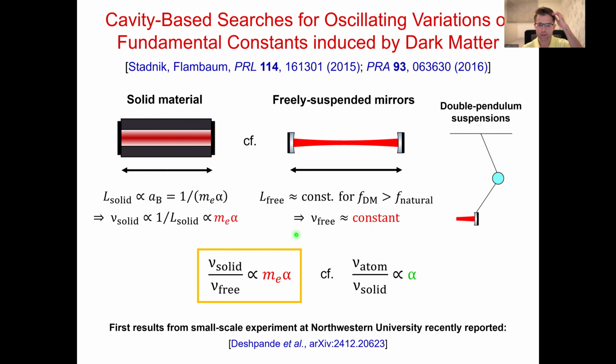By comparing these two different cavity-based frequencies against one another, we'd be sensitive not only to oscillations in the value of alpha, like we were in the atom to solid cavity comparison from the previous slide, but in this case, we would also be sensitive to oscillations in the value of the electron mass. So the way in which we do these types of comparisons is important in terms of determining which specific physical parameters our experiments are going to be sensitive to. And the first results of a related small-scale cavity-to-cavity comparison experiment have recently been reported by a group of researchers at Northwestern University in the US.